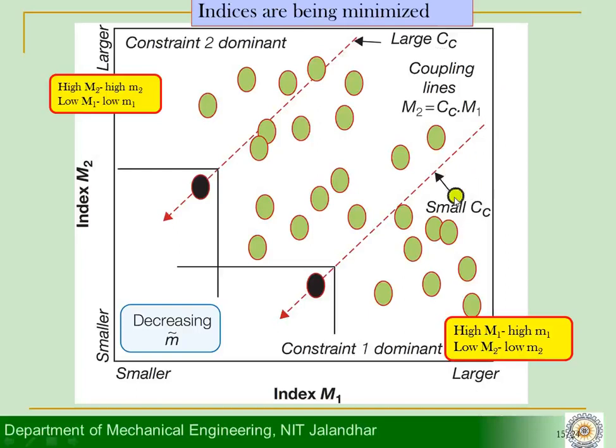The only difference between this line here and this line here is that they are parallel lines of the same slope, but the difference happens to be the value of the intercept. This has a higher intercept, this has a lower intercept, and the intercept is referred to as the coupling constant. That is why this line is giving you a higher coupling constant, and this line is giving you a smaller coupling constant. The coupling constant for this example was delta upon L. If the delta upon L value is higher, you will have this line. If the delta upon L value is lower, you will have this line.